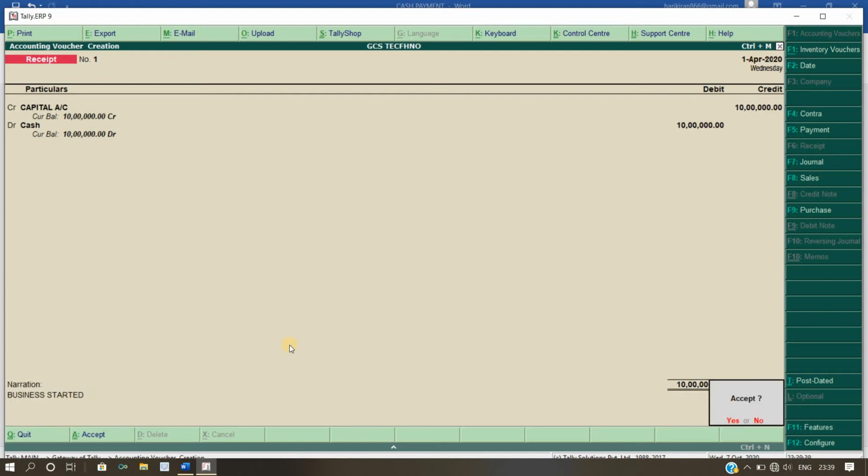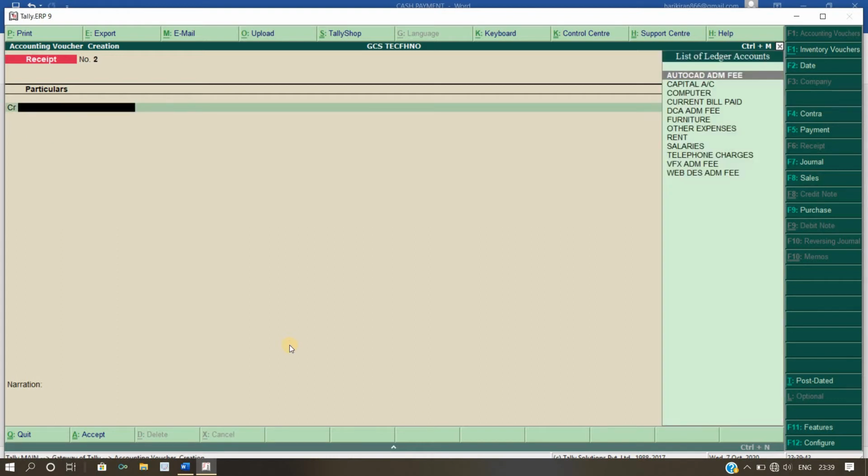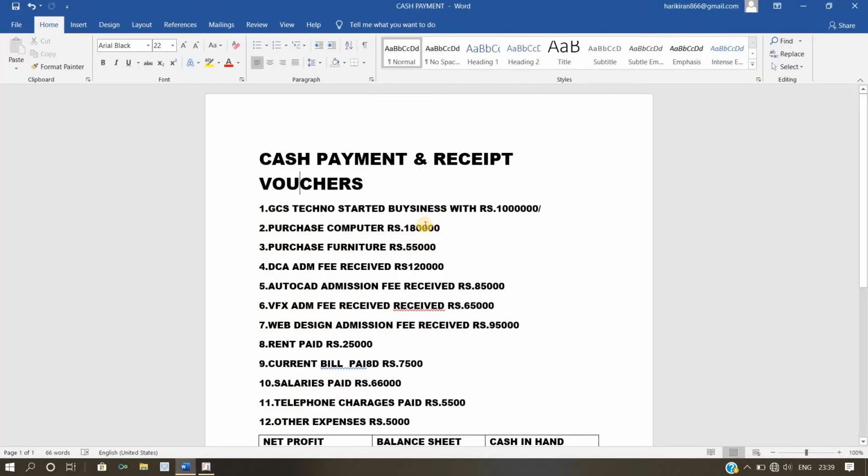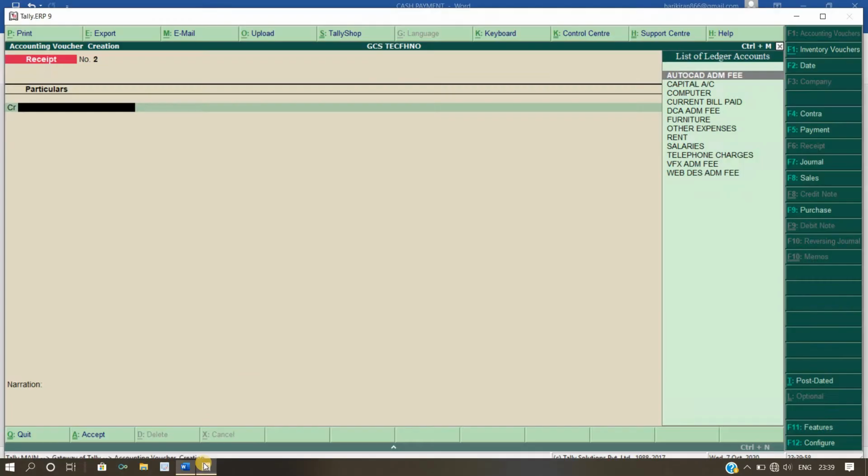Okay, accept and now press yes. And next one, purchase computer. Friends, here we are paying money, right? We have to do it in payment voucher. Press F5, it is payment voucher, friends.